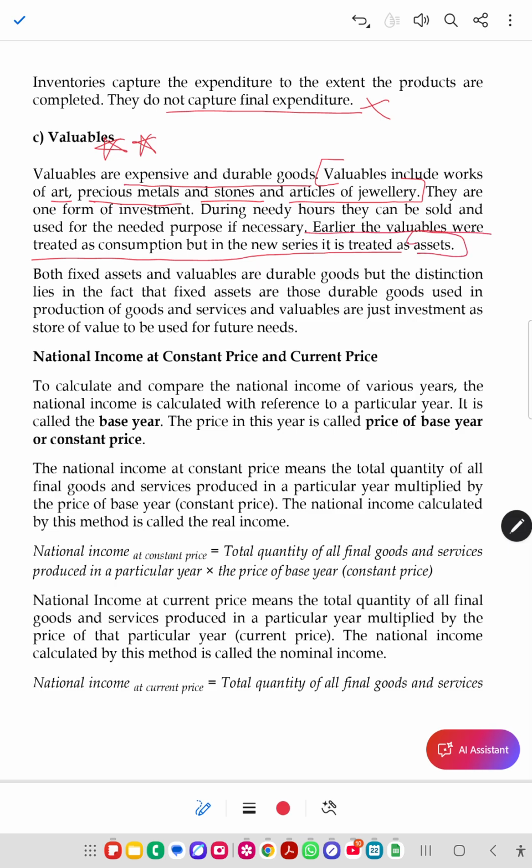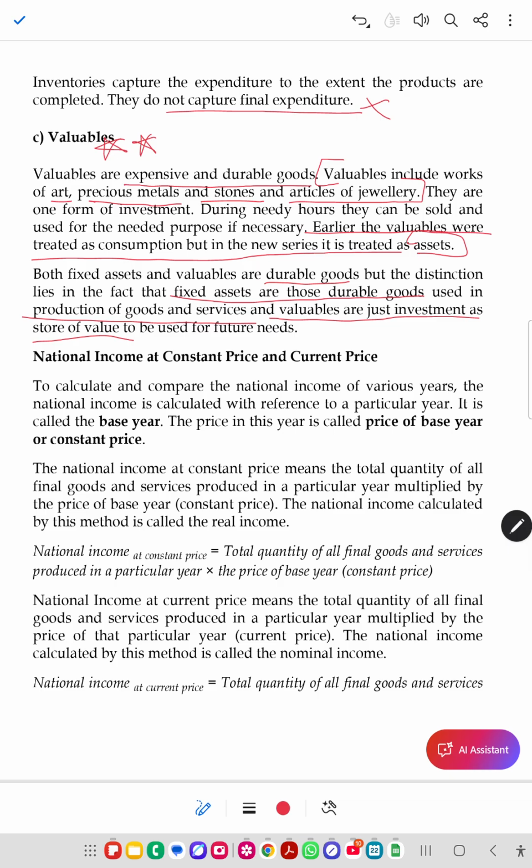Both fixed assets and valuables are durable goods, but the distinction lies in the fact that fixed assets are those durable goods used in the production of goods and services. Valuables are just investments, a store of value to be used for future needs.